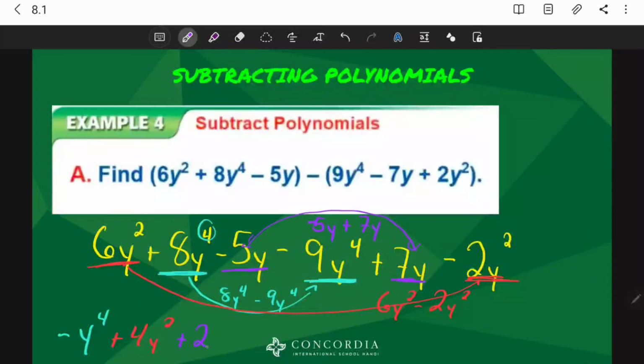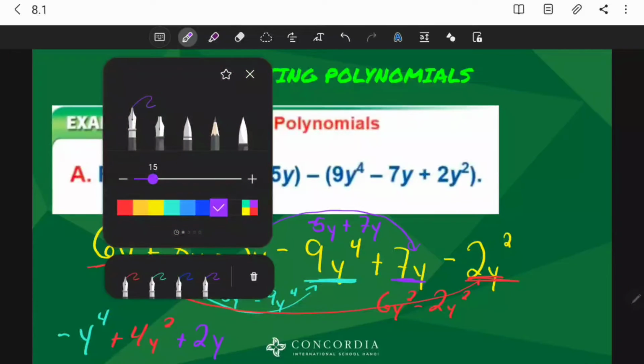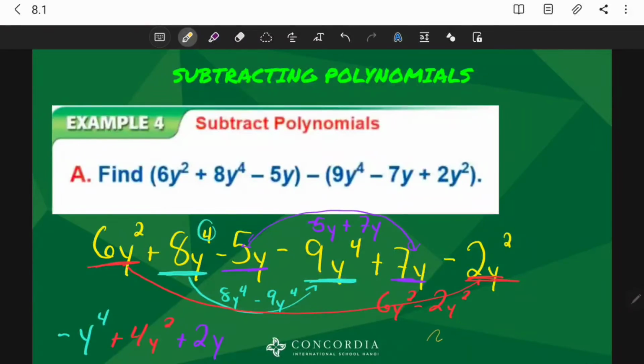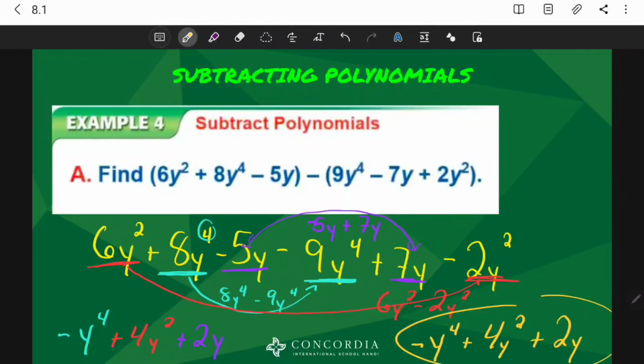And finally, just to make it super clear, I'm going to rewrite this in a color I haven't used yet. Let's do this orangey color, and my final breakdown is going to be negative y to the power of 4 plus 4y to the power of 2 plus 2y. Okay? And that's adding and subtracting polynomials.